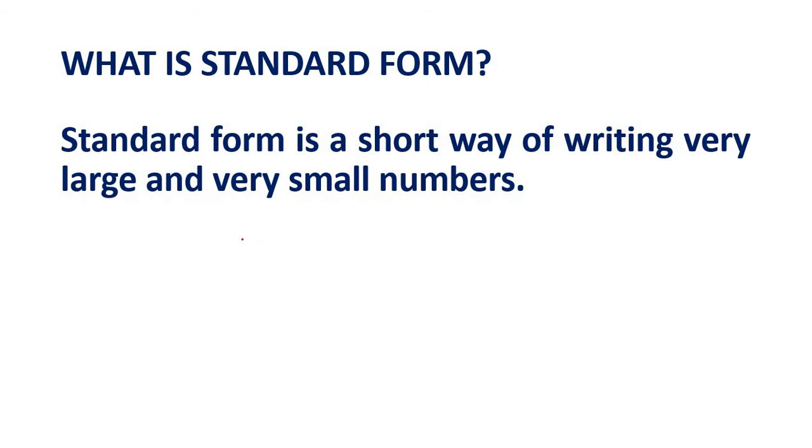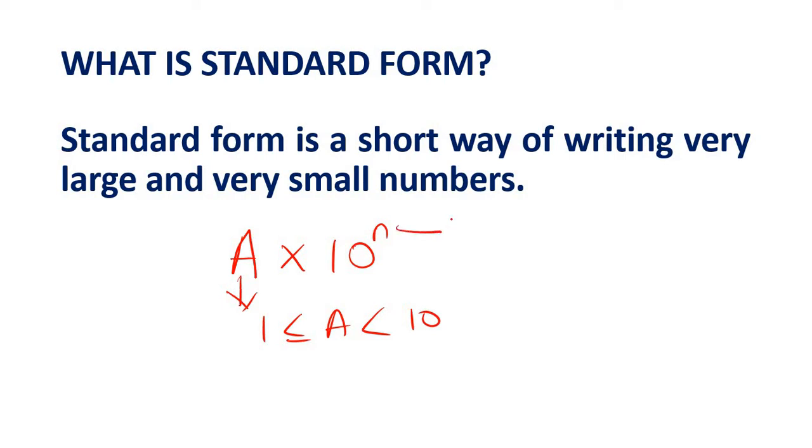And this is the format. You have a times 10 raised to power n, and your a is between 1 and 10, and n is an integer, which can be a positive whole number or a negative whole number. Being strictly less than 10 means that a cannot take 10, but a can take 1, and then any number between 1 and 10. Is that clear? So let's start with large numbers.